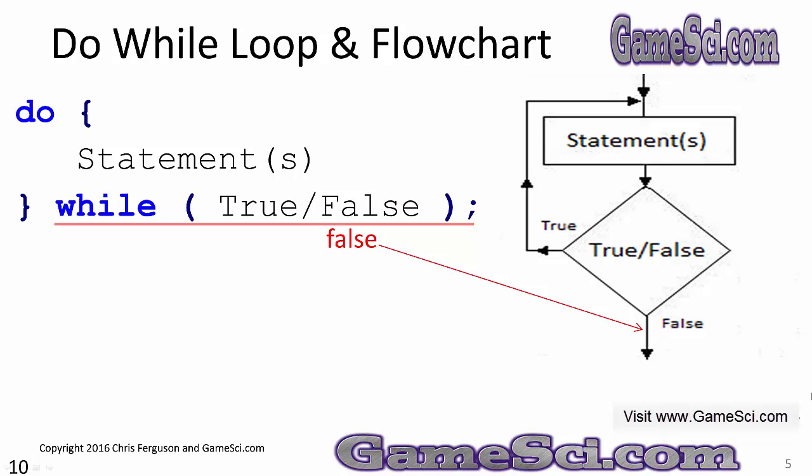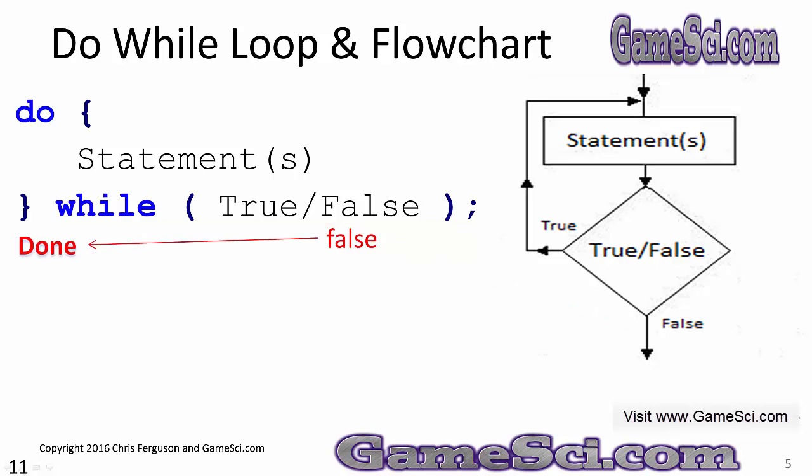What is a flowchart? A flowchart is a graphical representation of the logic of a computer program, and that's what this flowchart is showing you. While this statement is true, I'm going to spin in this loop over and over and over again until this condition goes to false, and I will leave my loop. When we hit the false, the loop is done. Bang. Execute the code after the loop.